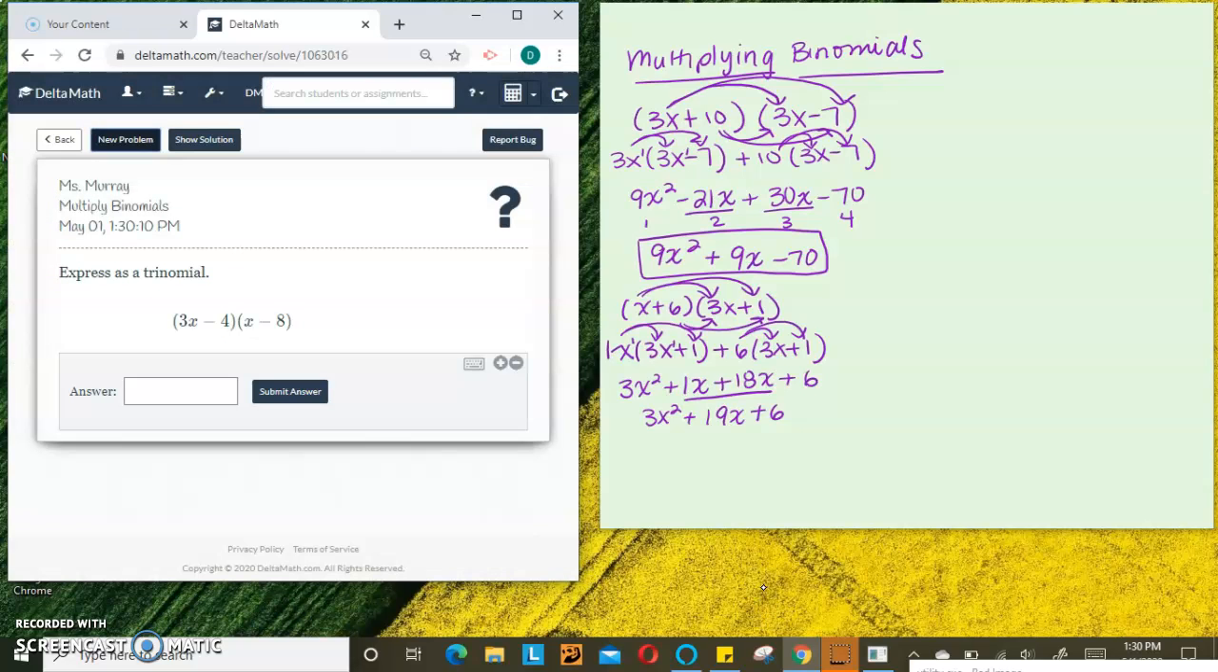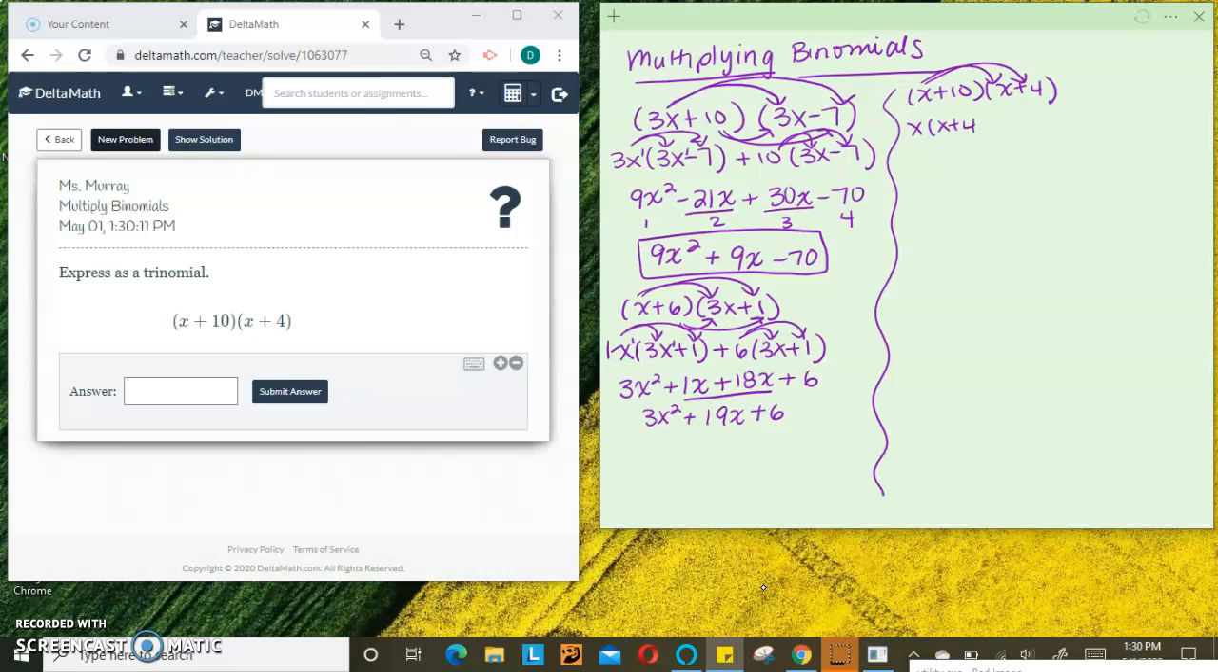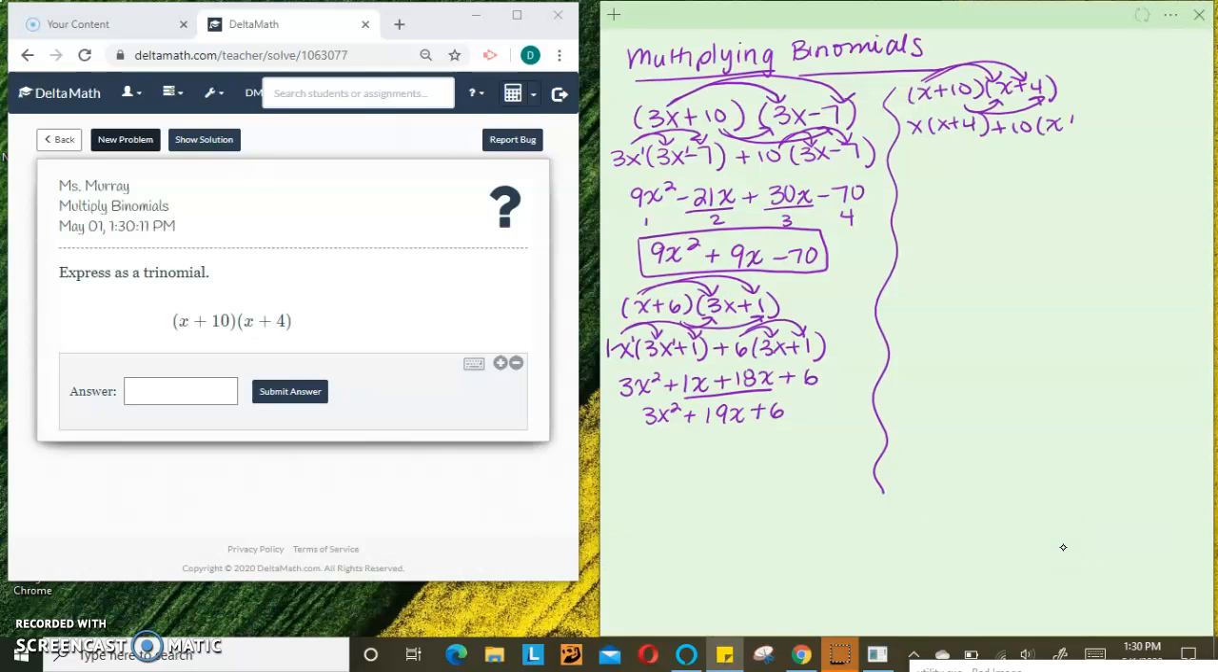Okay, let's try a different one. This one doesn't have, so let me do it over here. So I have x plus 10 times x plus 4. I need to make sure the x multiplies both the x and the 4, and then the 10 multiplies both the x and the 4.